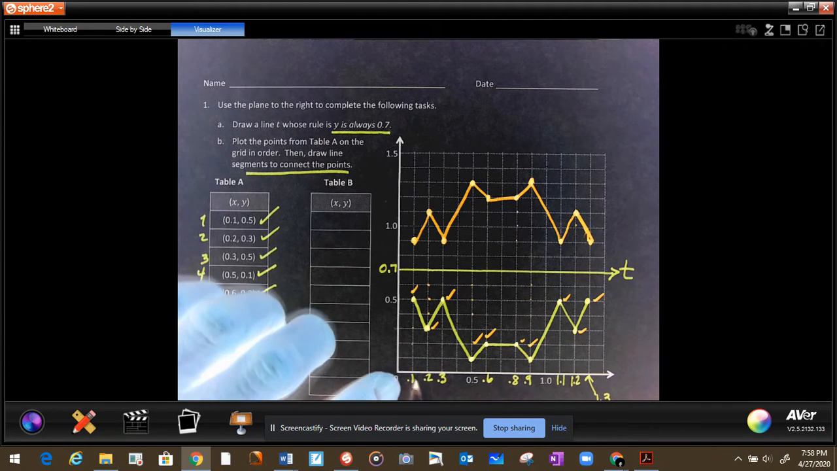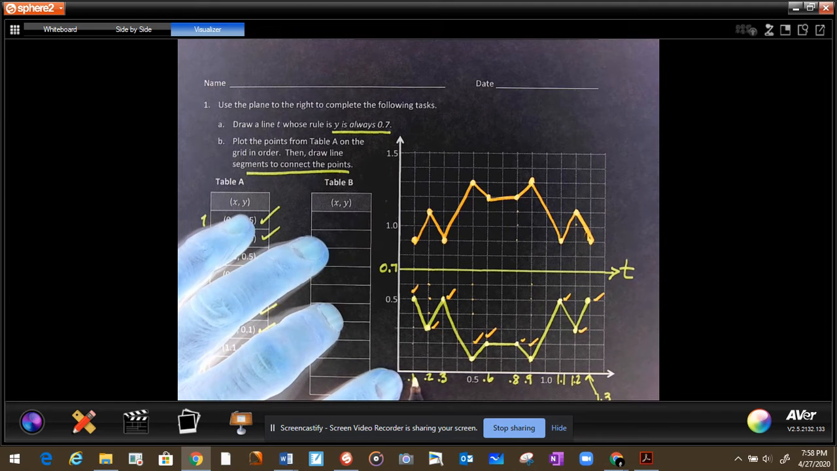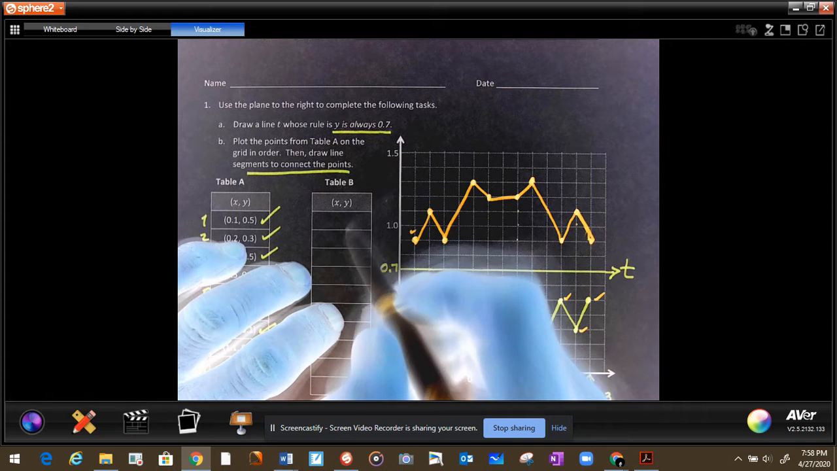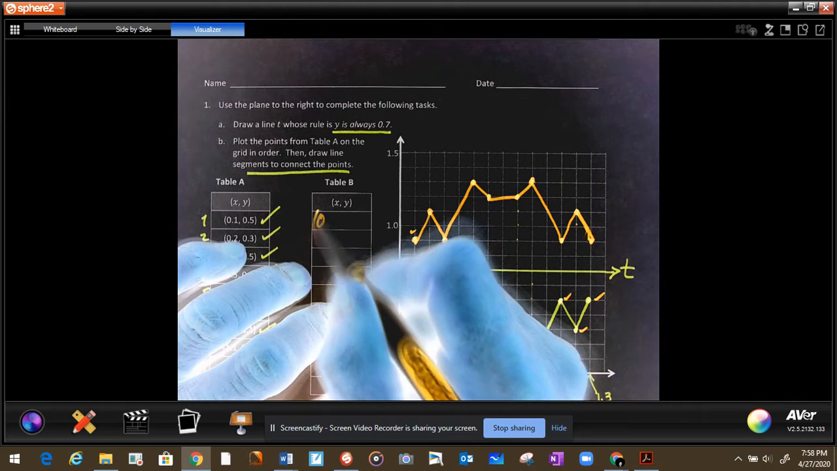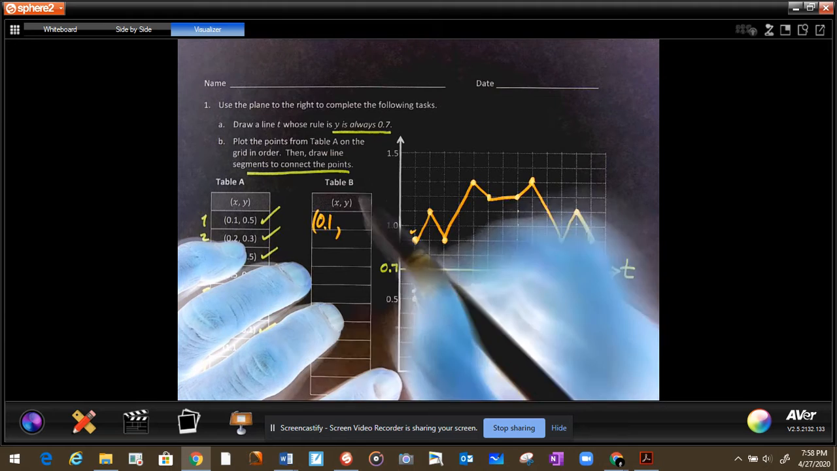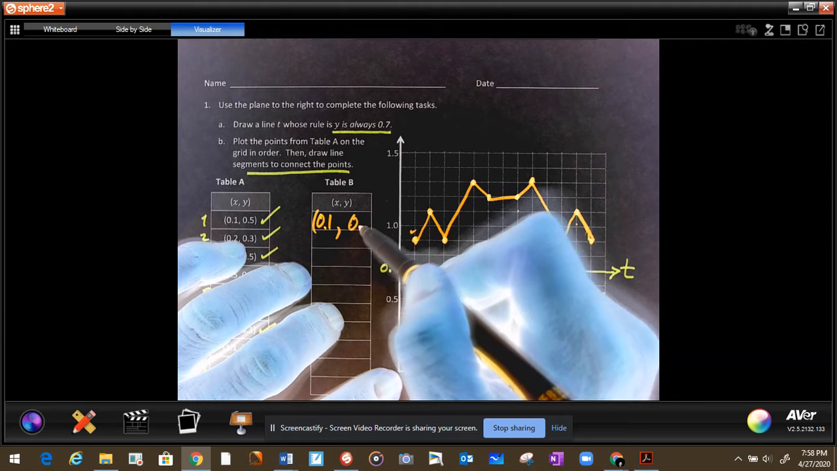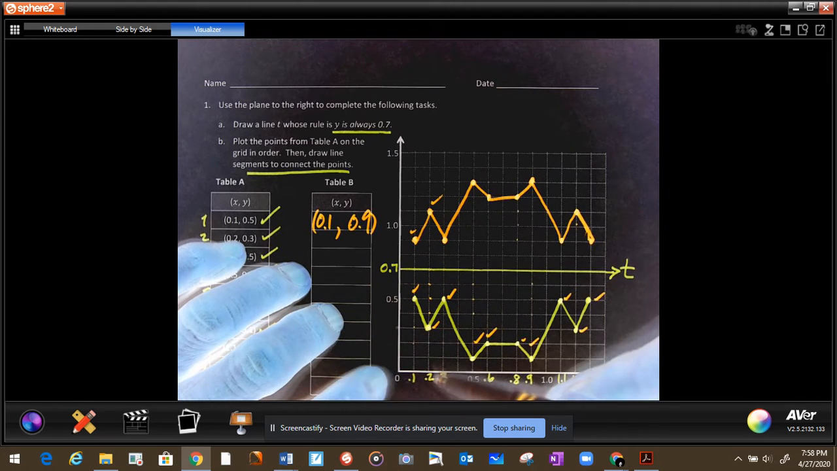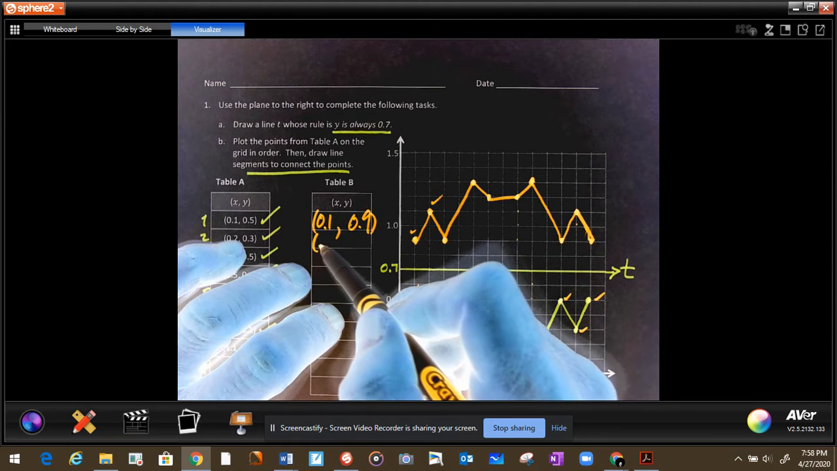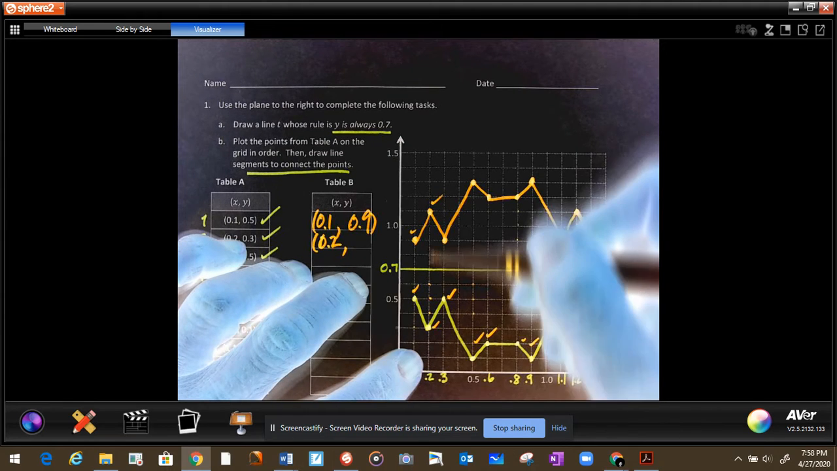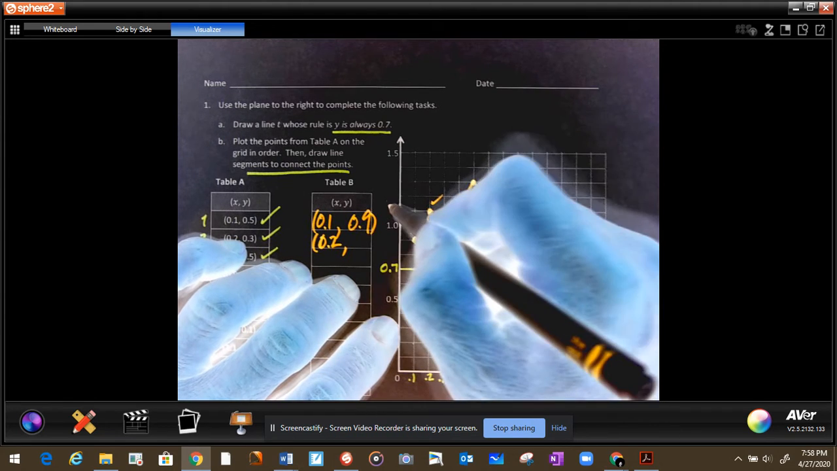Okay, so we're going to go to point 1. So that's where the first one is. Point 1 is that one right there. We're going to put a check. x is going to be 1/10, and y is going to be 9/10. Okay. For the second point, x is going to be 2/10, comma, and it's going to jump to 1 and 1/10.